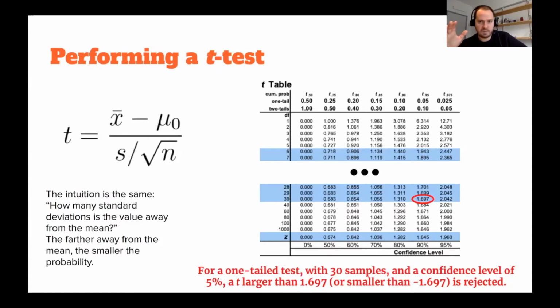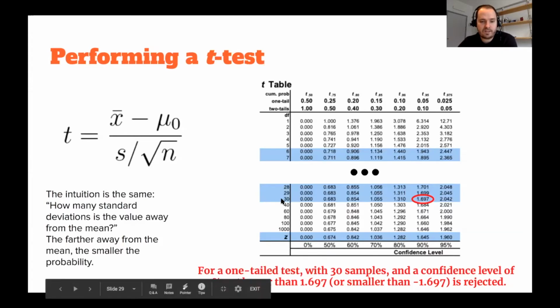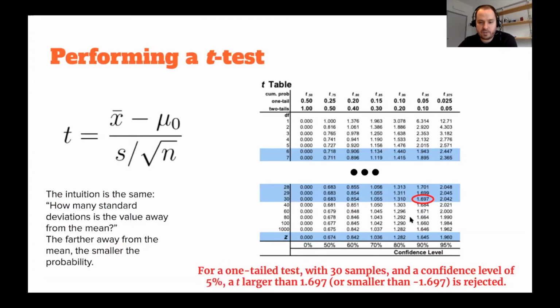So again, it's the same thing. The farther away you are from the mean, the larger your t score, or smaller if you're going to the left and it's negative, so smaller to the left, larger to the right, the less likely it is to happen. The more you walk away from the mean, the less likely it is to happen, and so the probability goes down and down and down. So for example, let's check this one. For a one-tailed test with 30 samples, which is something that's quite realistic, especially for you guys.